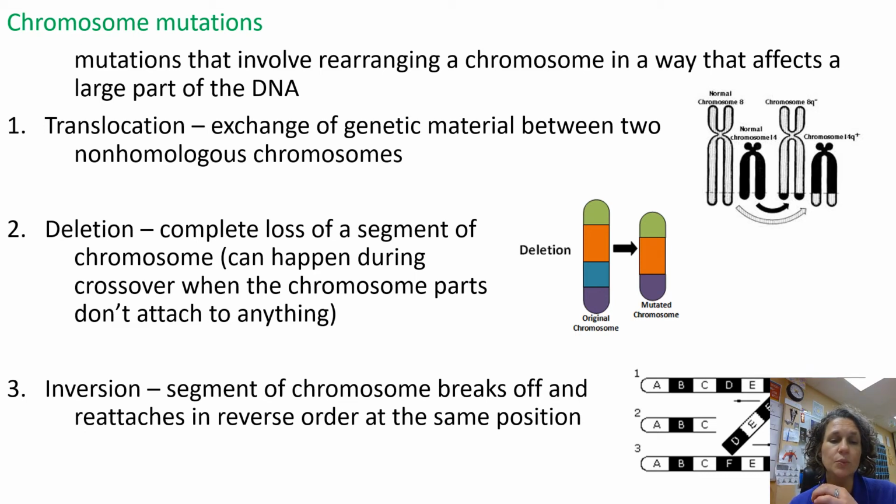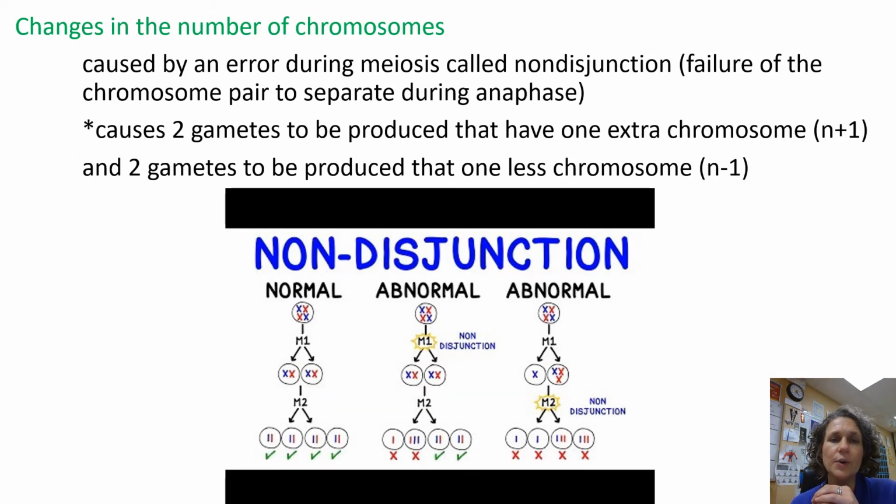Inversion is when a chromosome breaks off but then reattaches in a reverse order at the same position. This one is actually not that big a deal. Turns out your body can read the DNA backwards very often, and so as long as the promoter genes are there in the right place, then the RNA polymerase knows what to do, even if it has to go backwards. Okay, so those were changes in the individual chromosomes.